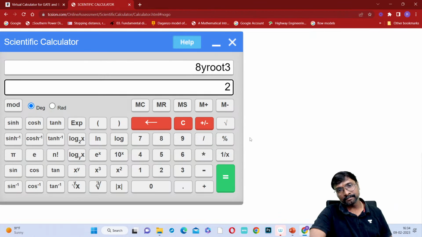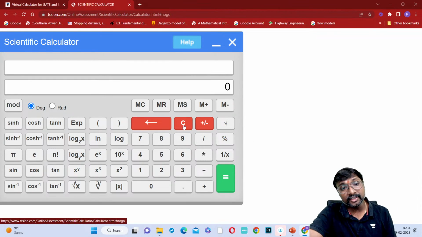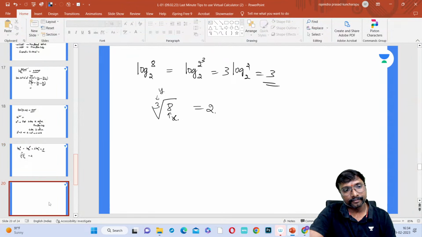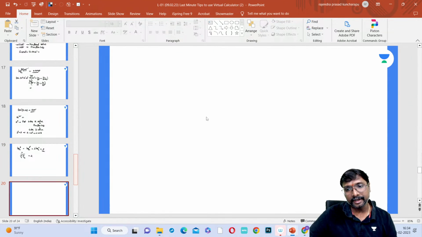Is it clear, everyone? These are the 3 major important things you have to focus on more. Is it clear, everyone? Clear, all of you?